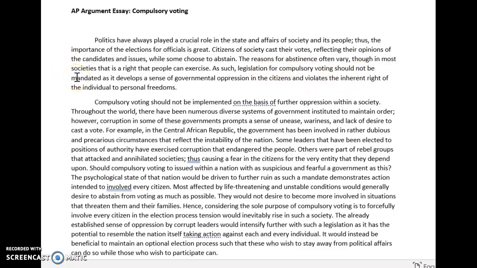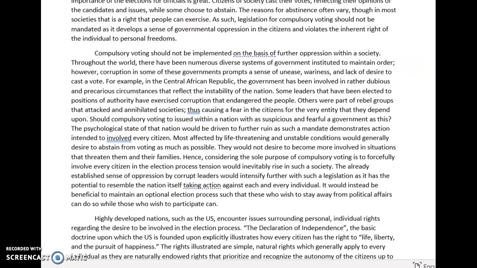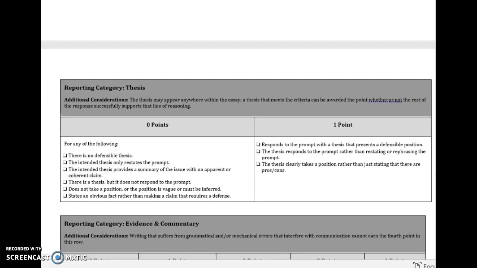So this kid is arguing no compulsory voting. And then this child says that it develops a sense of government oppression in the citizens, and it violates the rights of personal freedoms. So I have to ask myself here, did this child stay on prompt? Did this child develop a position and not just restate the prompt question? And does this child have some sort of argument statement happening here?